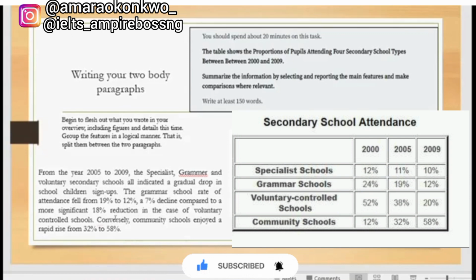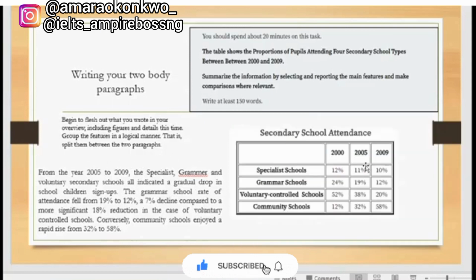Conversely, now I want to talk about community schools because their case was quite different from the other three. So say conversely, or you can even use the linking word in contrast. In contrast, community schools enjoyed a rapid rise from 32% to 58%. Remember, we began with from the year 2005 to 2009. So we know that everything we are talking about in this paragraph is referring to these two columns. We've talked about this first column in the first body paragraph. Now, all we're talking about in the second body paragraph is 2005 and 2009.